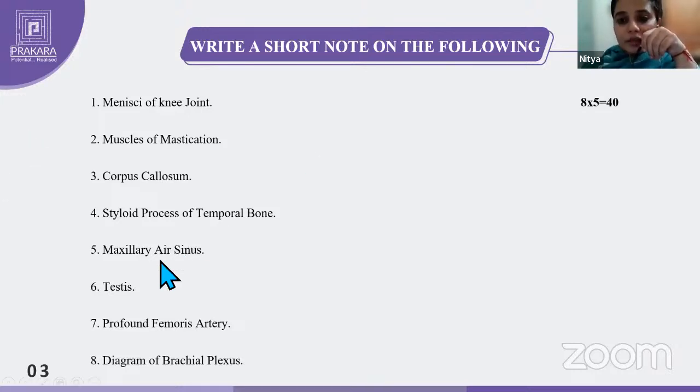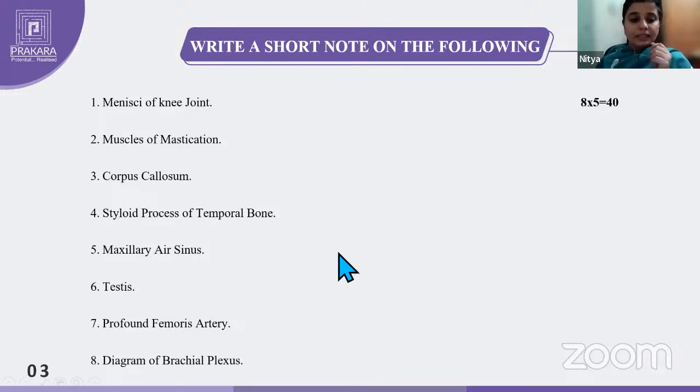Now, next coming to the maxillary air sinus. So it is present in the maxilla. It is the largest air sinus, okay, which is present in the maxilla. It is one of the paranasal air sinuses. And then you have to mention the bones forming the maxillary air sinus and where does the maxillary air sinus open into. So all these things you have to mention.